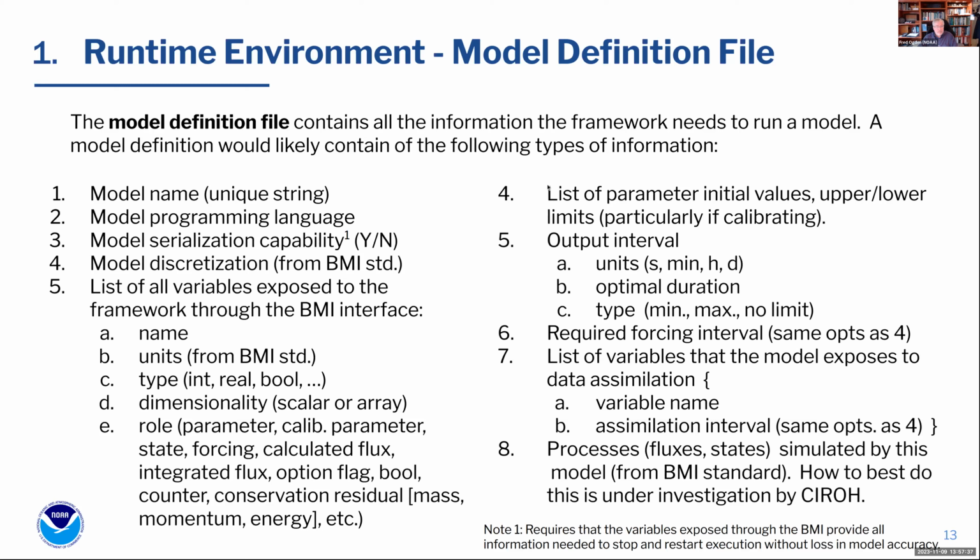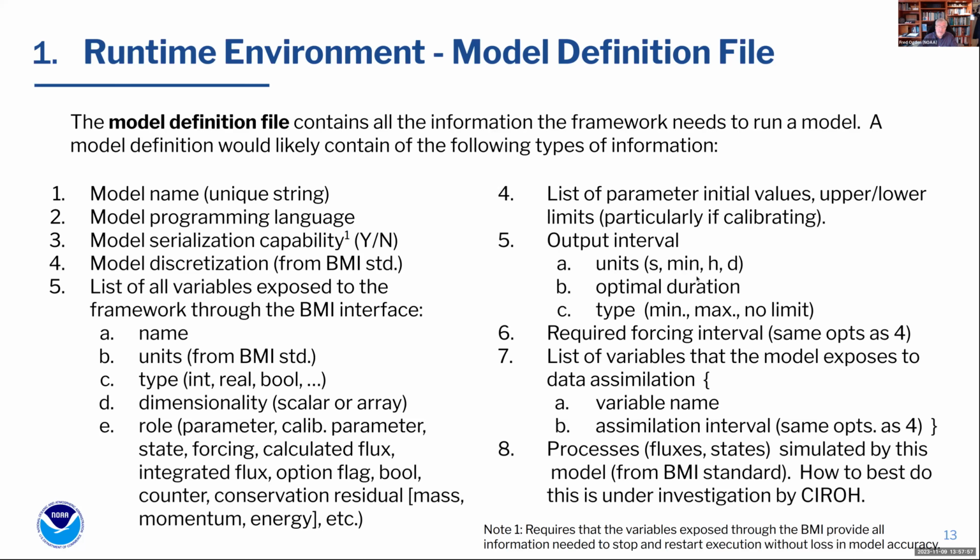Number 4, the numbering got messed up on this slide. That'll be 6. List of parameter initial values, upper lower limits if you're calibrating. Output interval that the model's designed for. Is it capable of outputting stuff at the time scale of seconds, minutes, hours, or days?